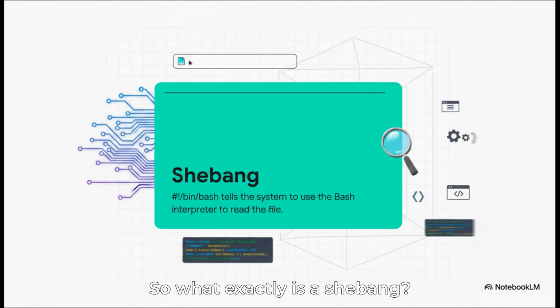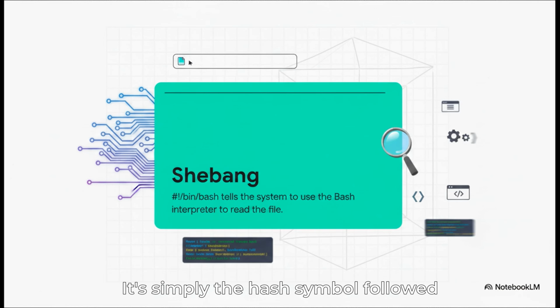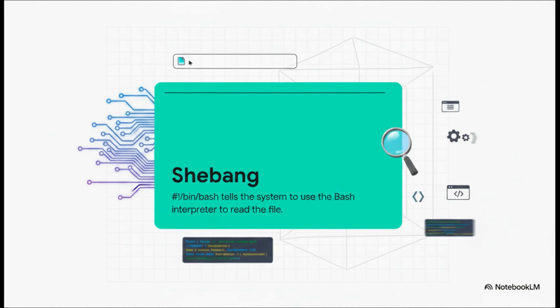So what exactly is a shebang? It's simply the hash symbol followed by an exclamation mark. In the Linux world, when you put #!/bin/bash at the very first line of your file, you are giving the system kernel strict instructions. You're basically saying, hey, do not read this as a plain text file. Read this using the bash interpreter. It's a rigid, non-negotiable requirement to make your code run properly.